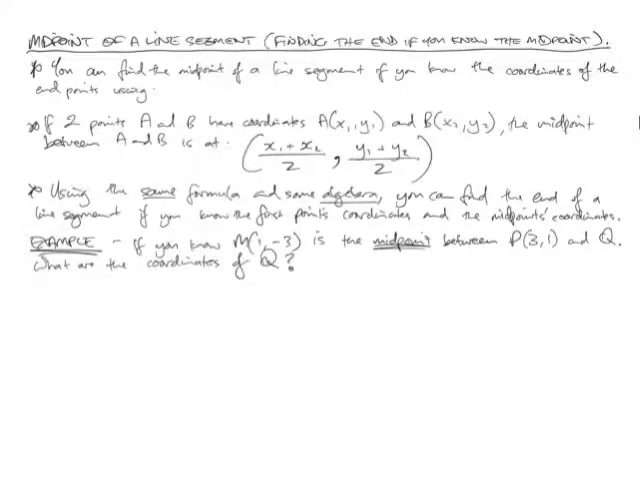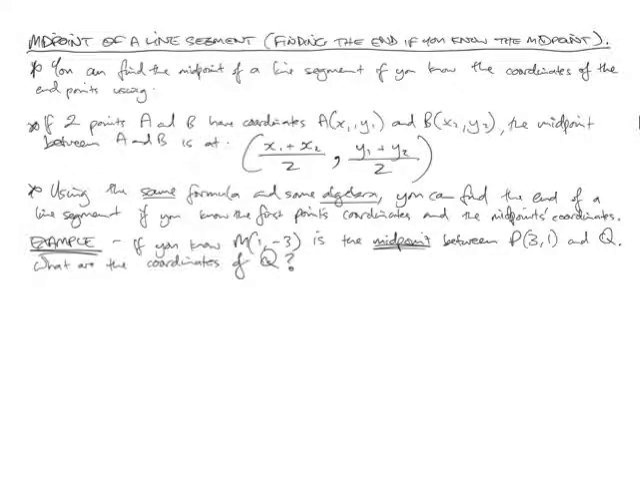Using the formula below, if the 2 points A and B have coordinates A (x1, y1) and B (x2, y2), the midpoint between A and B is going to be the x coordinate of the first point and the x coordinate of the second point added together, divided by 2. That's going to be the x coordinate of the midpoint. And then the y coordinate of the midpoint is the y coordinate of point 1 plus the y coordinate of point 2, divided by 2. So it tells you the coordinates of the midpoint straight up.